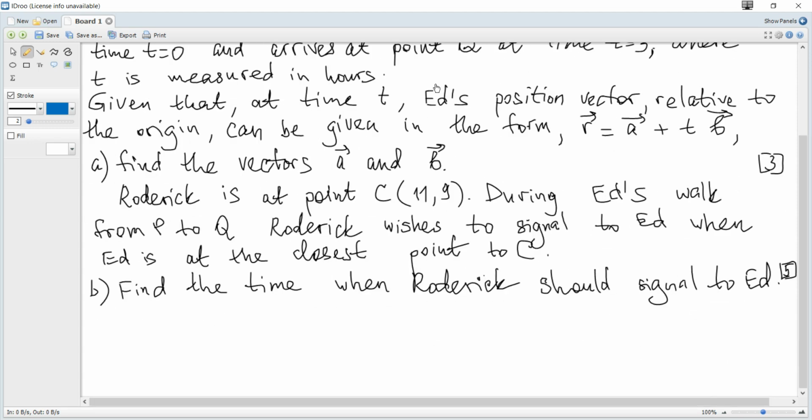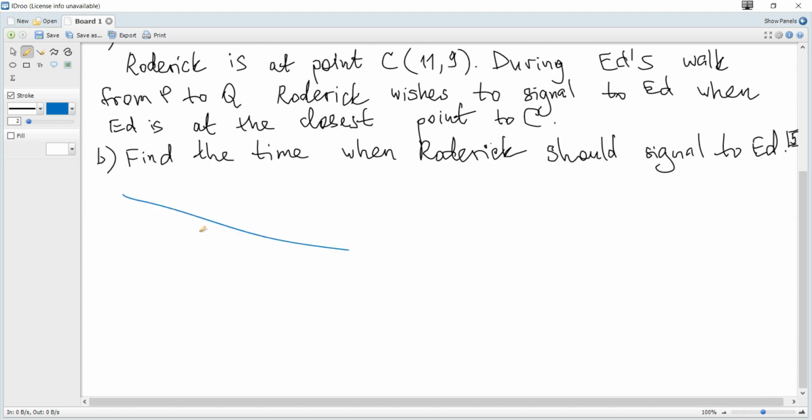So this situation looks like this. There are 2 points, P with coordinates -1 and 4 and Q with coordinates 4 and 16, and there is the origin somewhere with coordinates 0, 0.